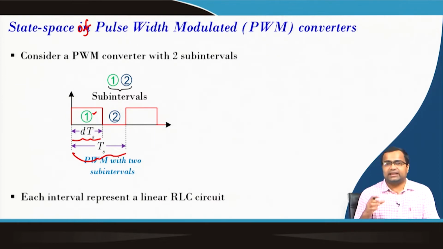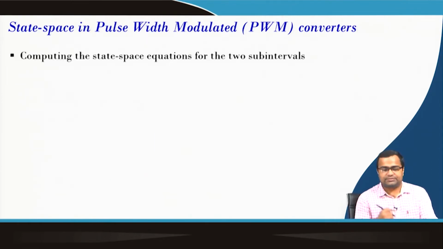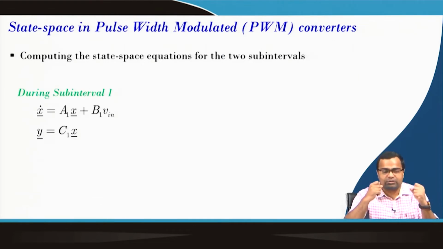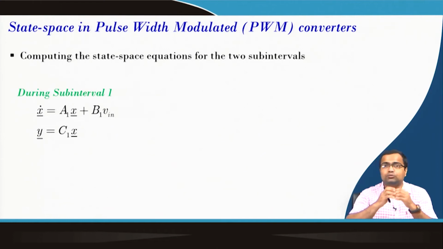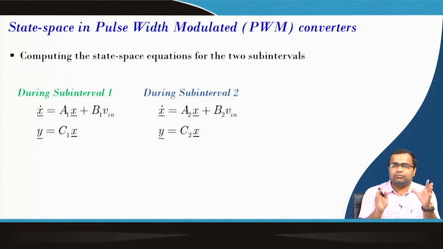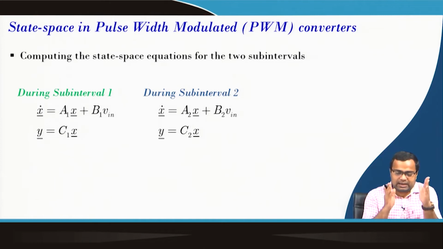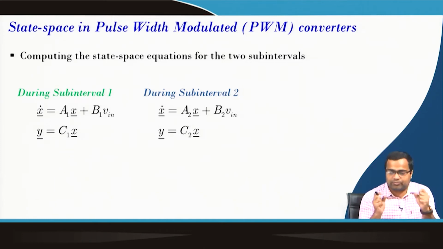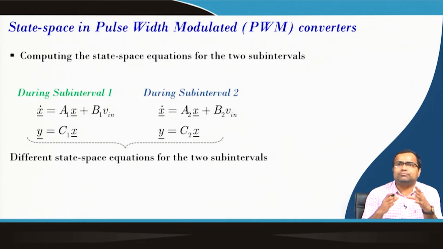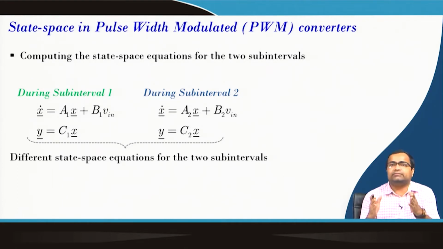Each interval represents an RLC circuit. Now, we want to compute the total overall state space equations of the two sub intervals. So, we have to write down sub interval 1 and sub interval 2. For each sub interval, we have to write the dynamical equation and then arrange it in the state space format. Then we will find the state space model should be different for the two sub intervals, because if they are identical, then there is no switching action.